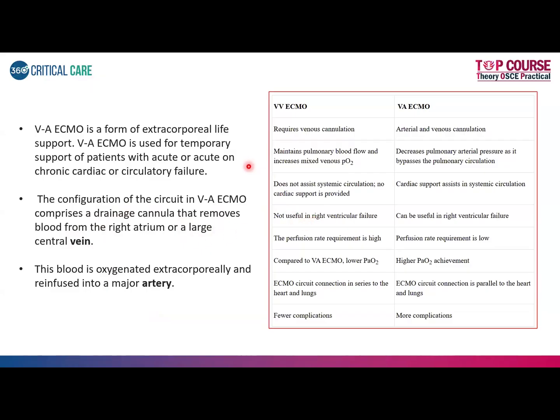So basically, VV has venous cannulation only. VA has both cannulations. VA is mainly for the pulmonary flow. It maintains the pulmonary blood flow. VA ECMO decreases the pulmonary arterial pressure. VV ECMO does not assist systemic circulation. VA ECMO, as cardiac support, assists in the systemic circulation. VV ECMO is not used in case of right ventricular failure.